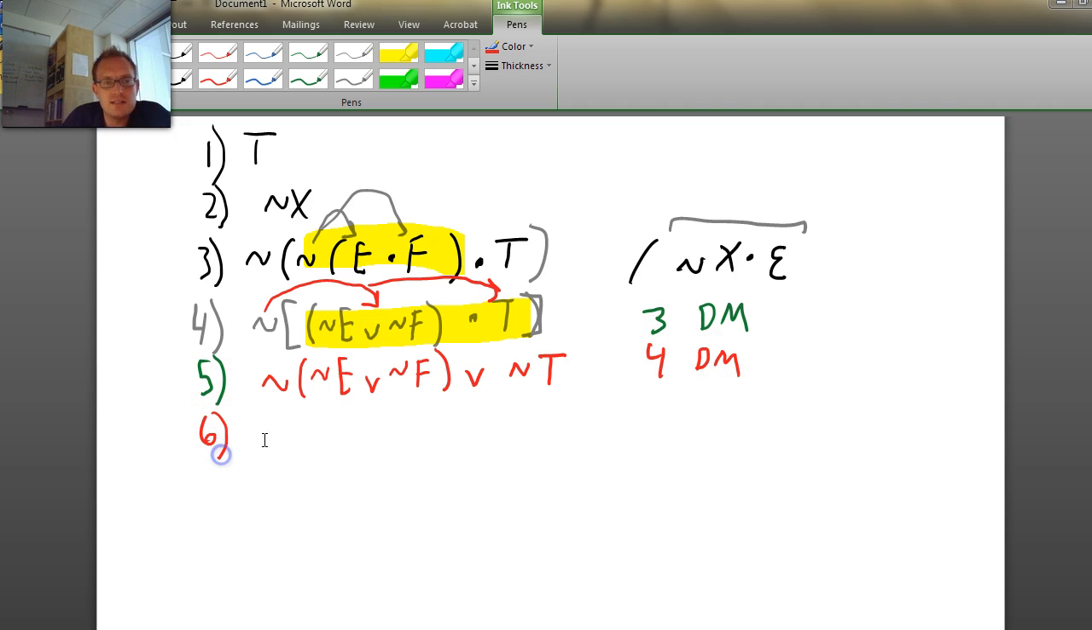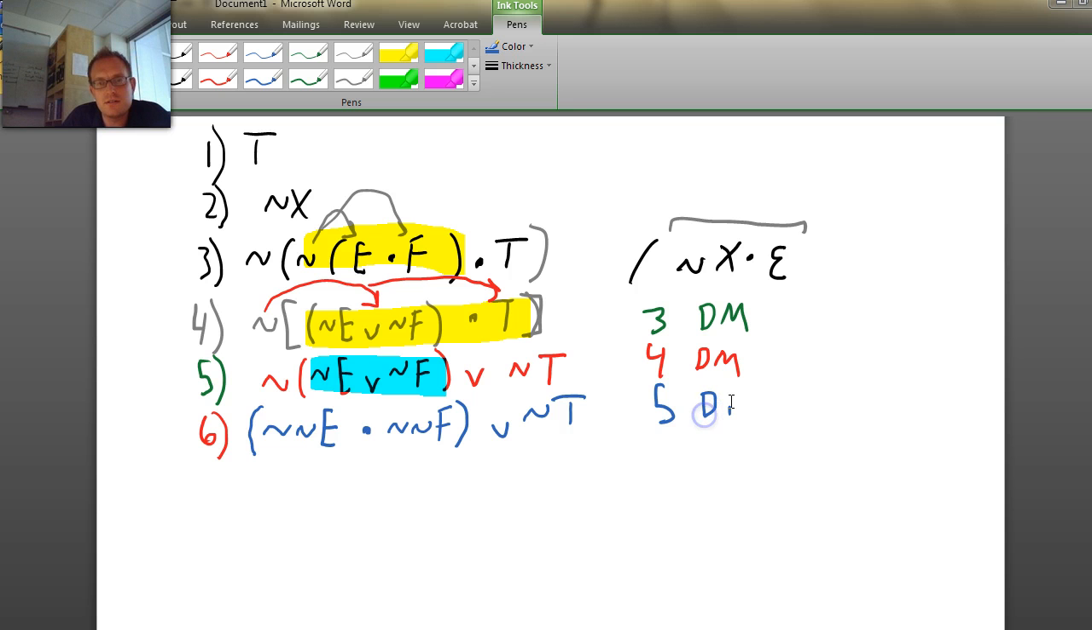So let's do line 6. In line 6, I'm going to do another DeMorgan's, except this time I'm just going to try to get rid of this negation, and I'm going to do it here. So that means I'm going to get not E and not F. Now I have to put the brackets around it. That's going to be or, not T. That's line 5, DeMorgan's.